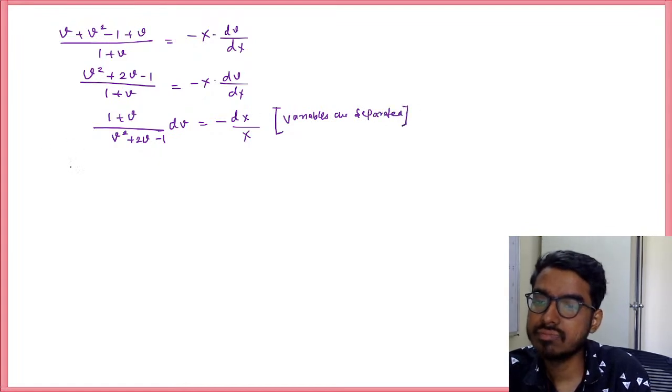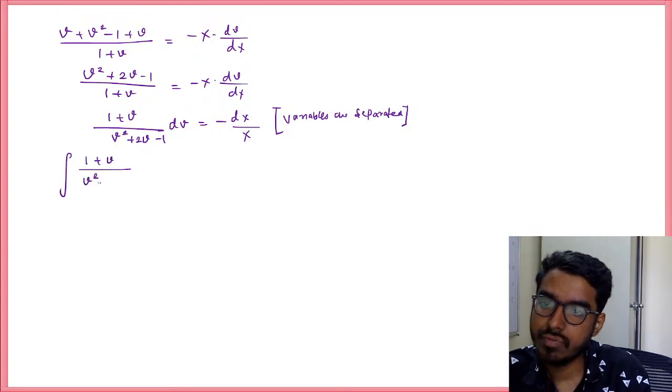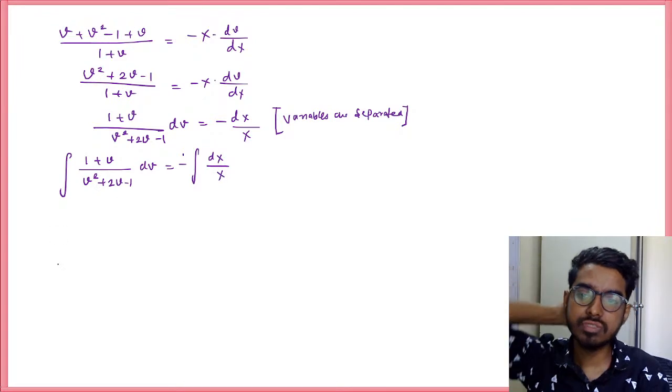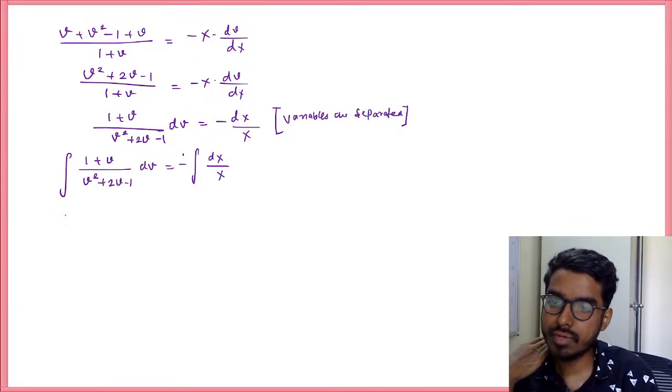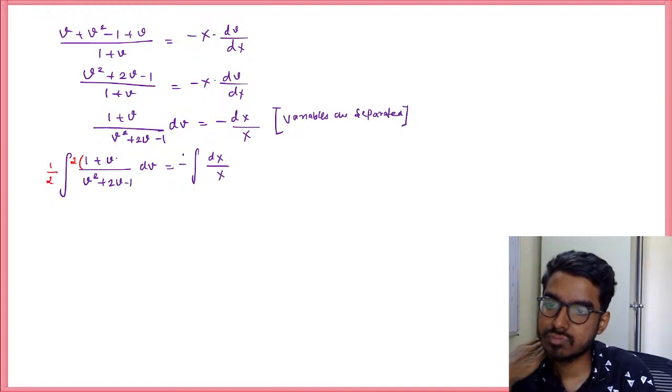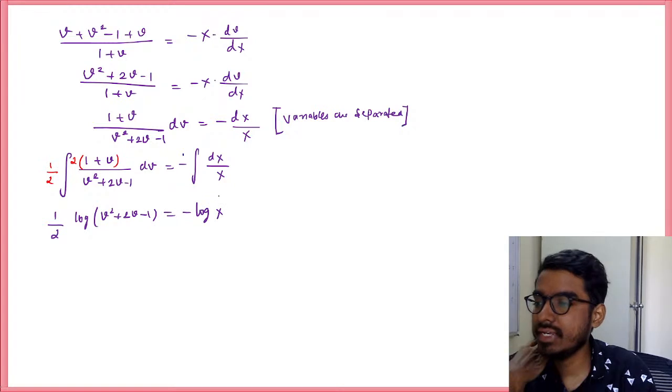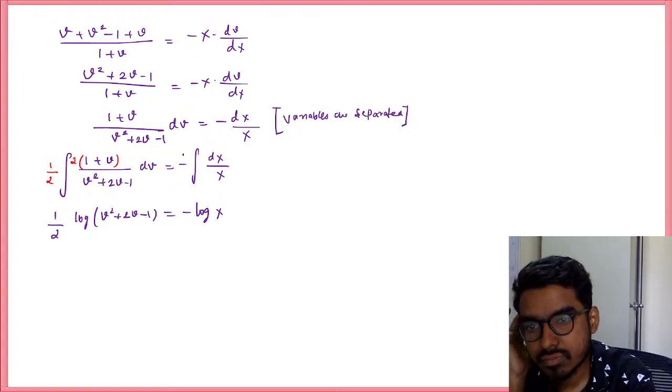Now integrate this. Integration of 1 plus v divided by v square plus 2v minus 1. You can see if I differentiate this, you will have 2v plus 2. So here 2 is missing. So we will multiply and divide by 2. Right, this is half log of v square plus 2v minus 1 is equal to minus log X, right? That's it. This is a required solution.